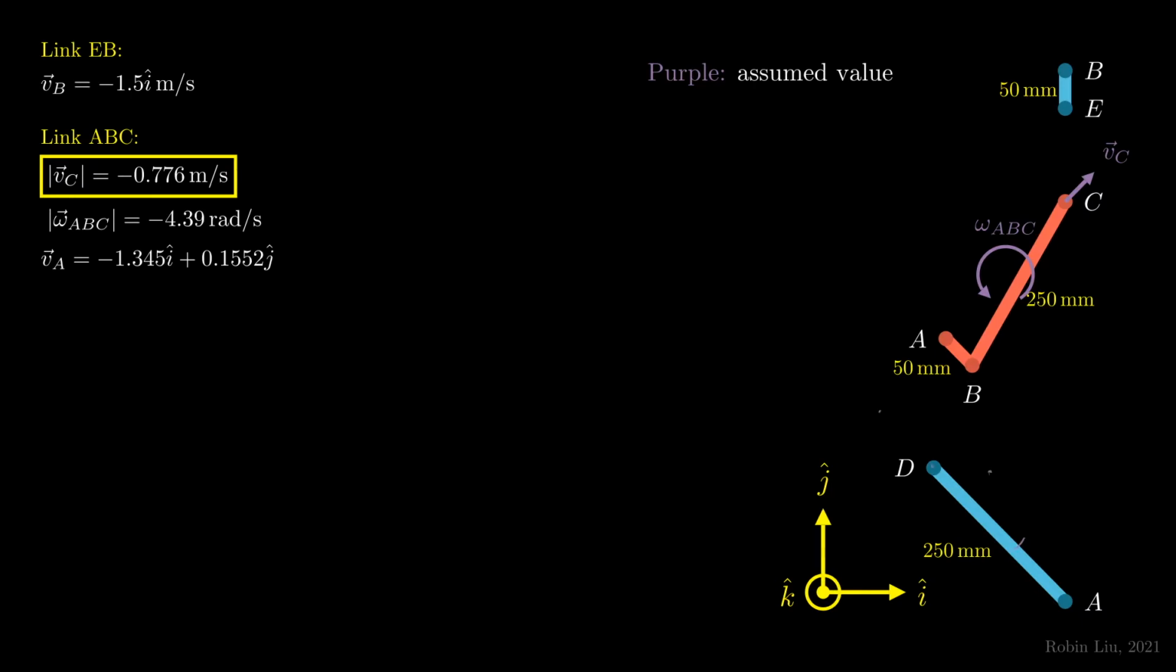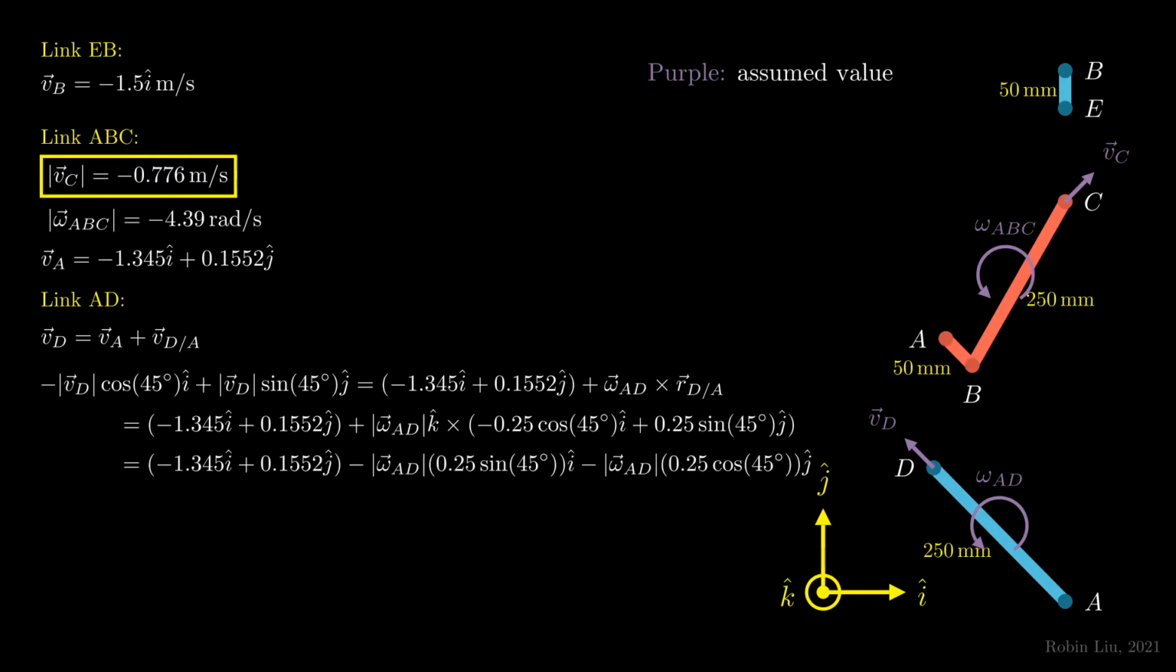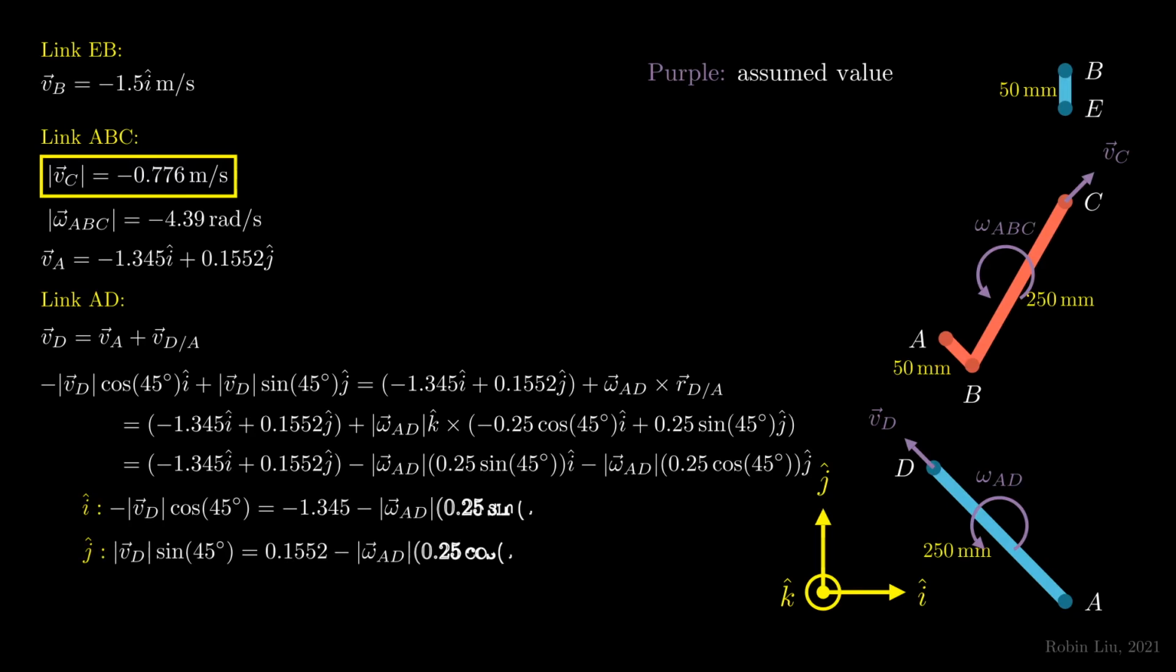Again, we make some assumptions about the direction of motion and rotation. I'm going to again assume that point D is moving up the slot, and the body is rotating counterclockwise. We follow the same procedure as before, and gather terms in i and j directions. Solving this system tells us that point D is moving up the slot at 1.06 meters per second. This time, we were still wrong about our assumed rotation direction, but we were right about the assumed velocity of point D.